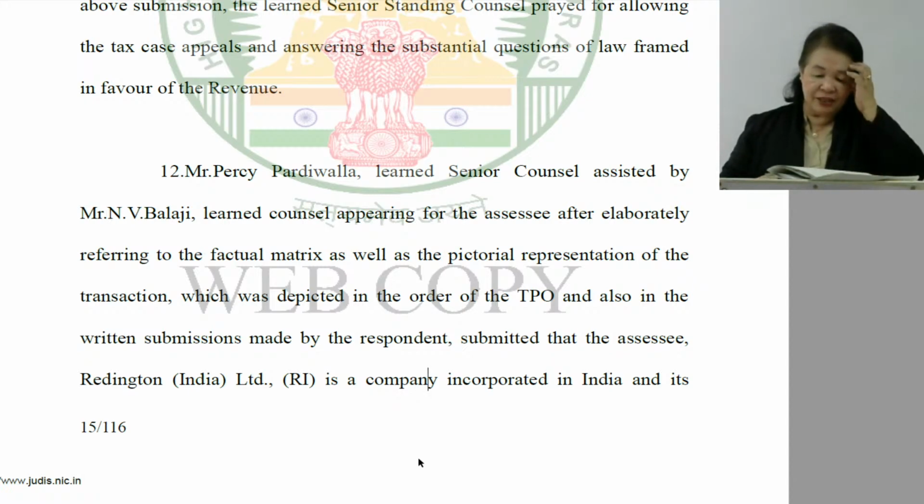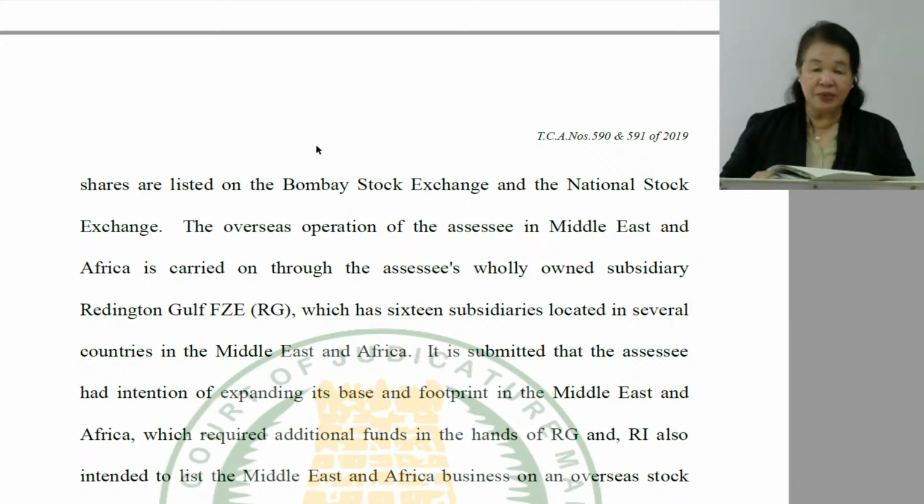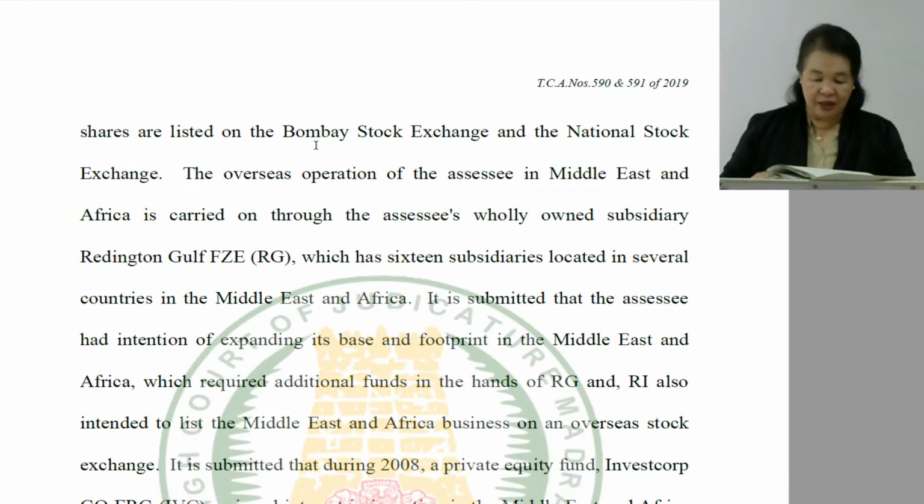The overseas operation of the assessee in Middle East and Africa is carried on through the assessee's wholly owned subsidiary, Redington Gulf FZE, or RG, which has 16 subsidiaries. No? So, group of companies po ito, which has 16 subsidiaries located in several countries in the Middle East and Africa. It is submitted that the assessee had intention of expanding its base and footprint in the Middle East and Africa, which required additional funds in the hand of RG and RI also intended to list the Middle East and Africa business on an overseas stock exchange.